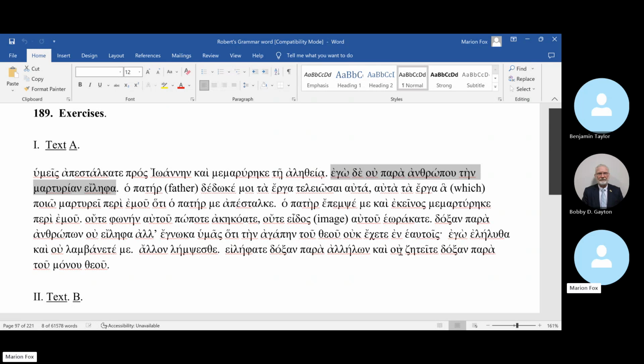Now, ou, of course, is a stronger form of not, and it just denies the fact, right? So that's all it does. Okay. Any question?